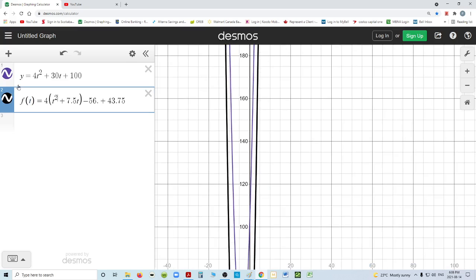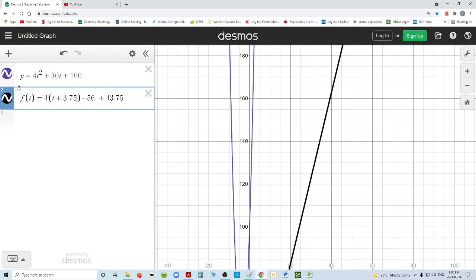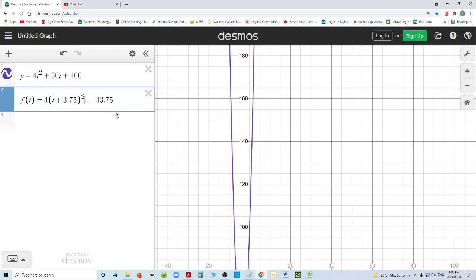Oh, I know why. Because now it's no longer this, and it's no longer this. There's no t there, and this is to the power 2. And I still got it wrong. Oh, because I've left this in there. There we go. So now we've got the correct factored form.